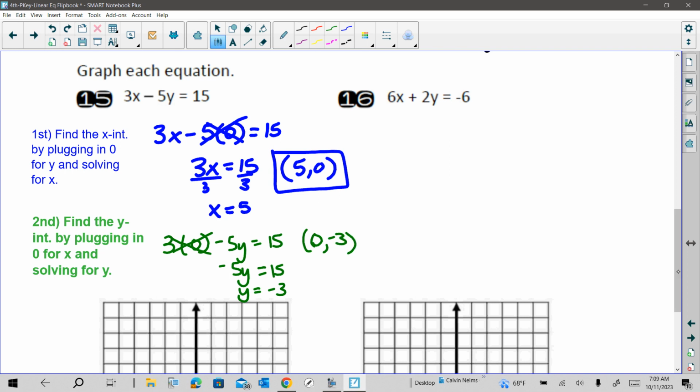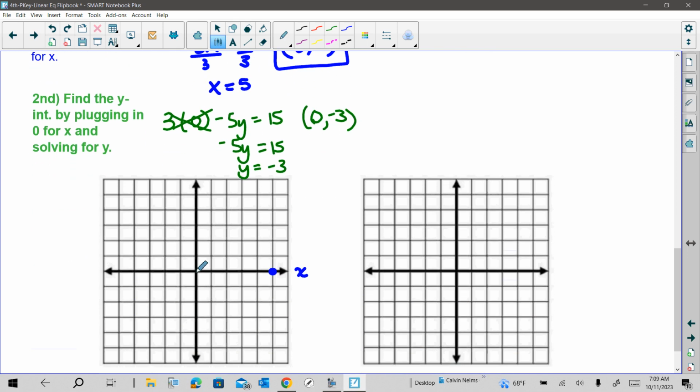So now I'm going to plot that point. This is on the y-axis here. Go down 1, 2, 3, plot that point. And now we're just putting a line through those points. My line's a little off, sorry. Just using this little tool. Let me rotate it there. We've now graphed the line to the equation.